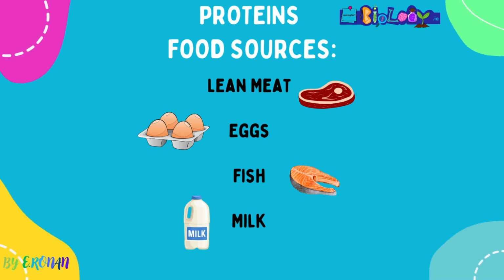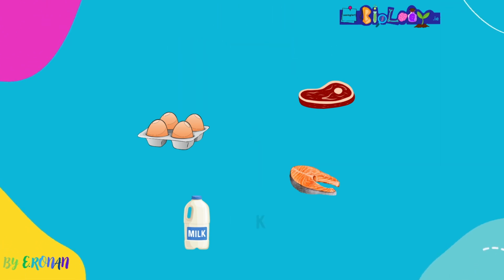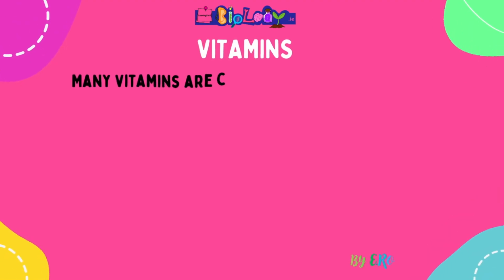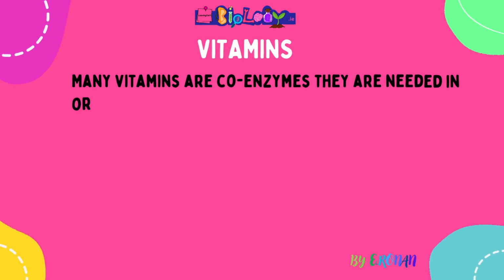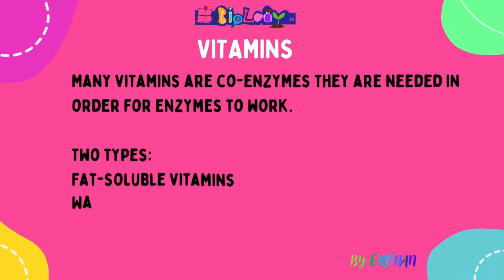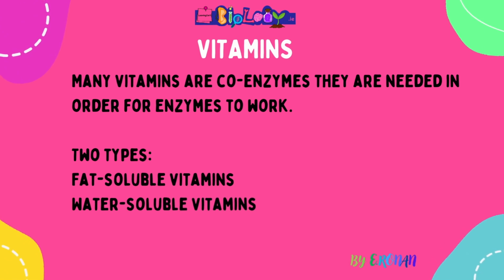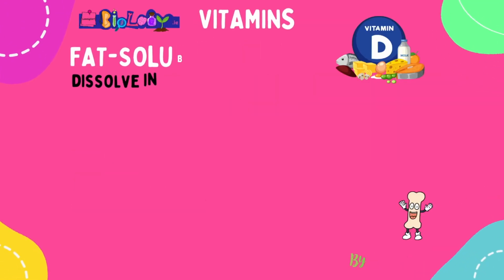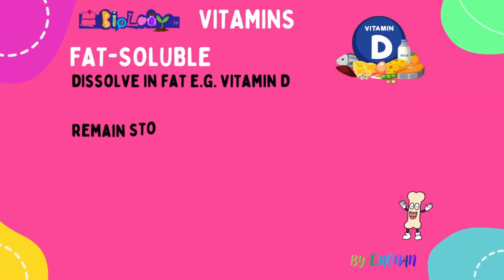Next, we're going to look at number 4, which are vitamins. Students do tend to get quite confused with these, so make sure you pay attention here. Many vitamins are coenzymes. They are needed in order for enzymes to work. There are 2 types that we need to study: fat-soluble vitamins and water-soluble vitamins. Soluble means that it dissolves in. So we are going to look at these in detail and note the examples in particular. You do need to know these, as stated in your curriculum. So fat soluble first. These are vitamins that dissolve in fat.